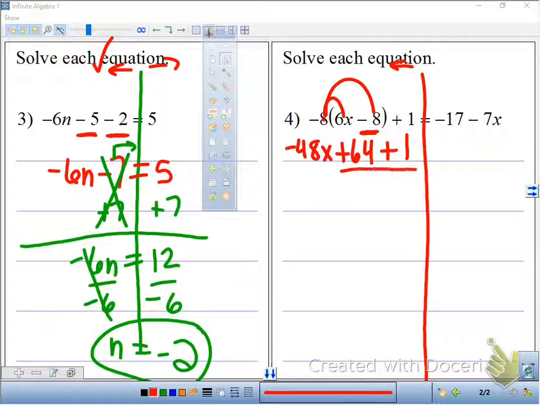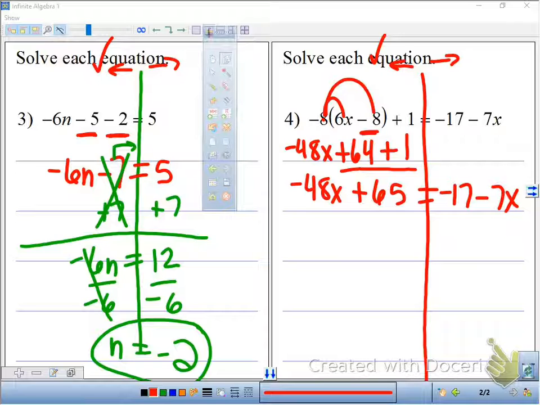Combine my like terms. These are like terms, 64 and 1. So I'm going to add those together, and I get 65. So my left side's done. I go to my right side. I don't have distributive property, and negative 17 and negative 7x are not like terms. So I'm just going to drop these down.